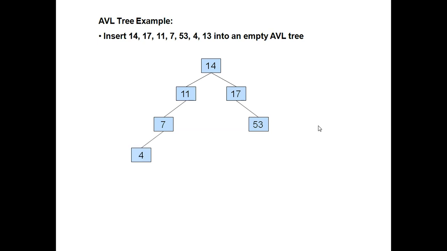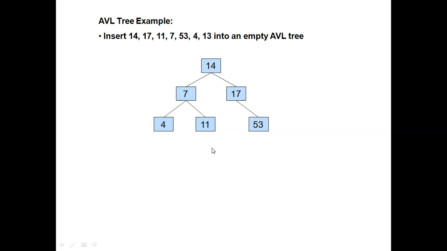Now 7, what will happen? If I insert this 4, what will happen? The tree is imbalanced. Which one? This one. This one will be imbalanced on the left hand side. So we have 2 minus 0, that is 2. Left hand side will have to take what? LL rotation. So after LL rotation, 7 will be there, 11 will be there. Good. So 7 and 11.